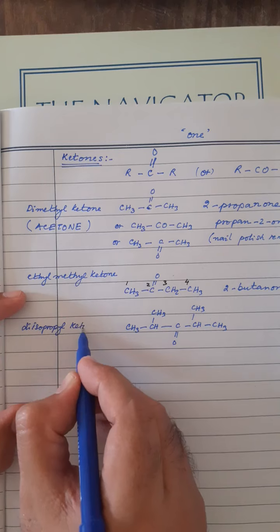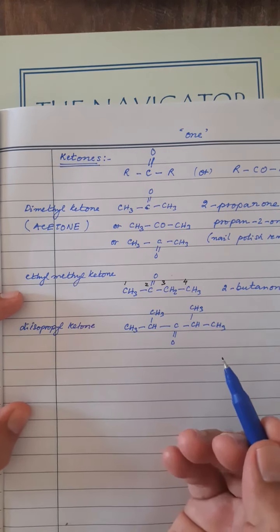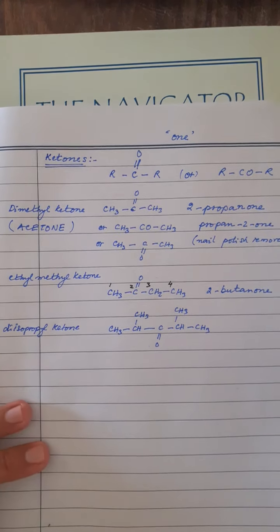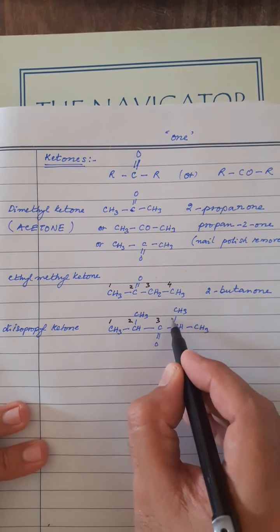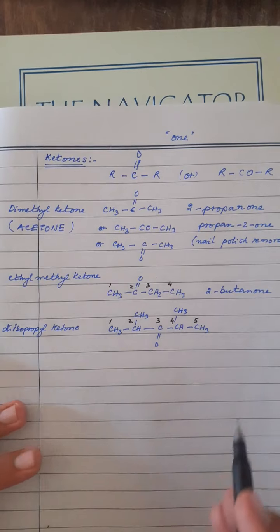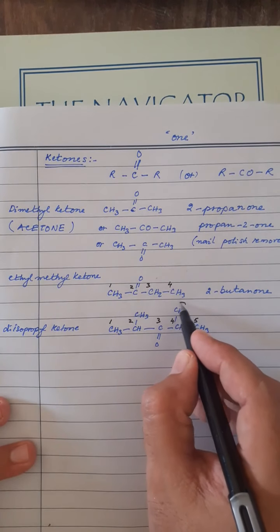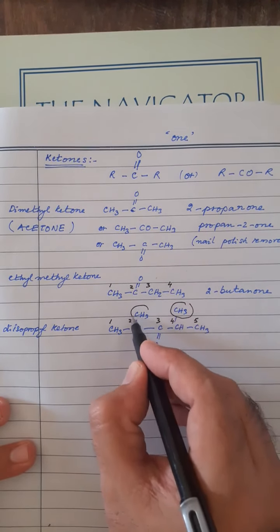Diisopropyl ketone. But IUPAC says longest chain and numbering. So once again, 1, 2, 3, 4, 5. Do you have branches? Yeah, at 4 and at 2.